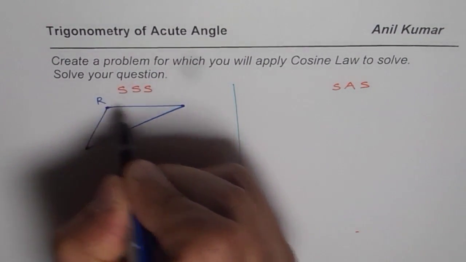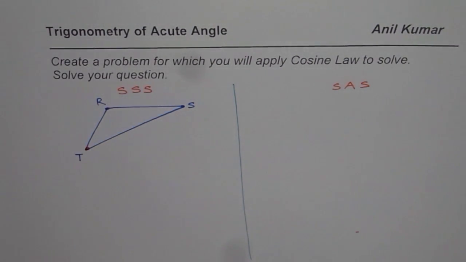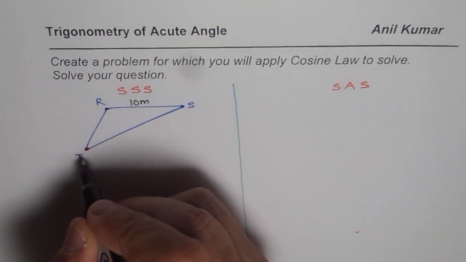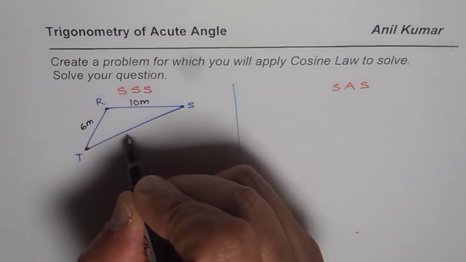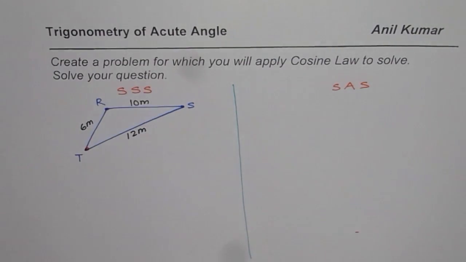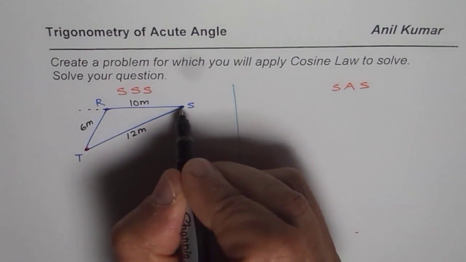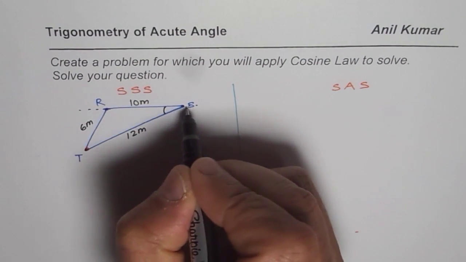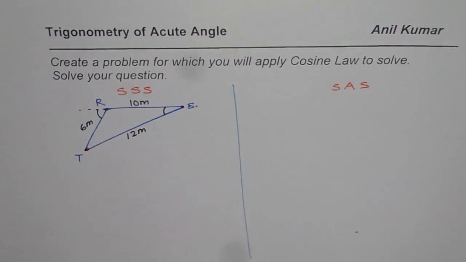So let us say R, S and T are three positions, and we know that the distance between the spotlights is, let us say, 10 meters, and the distance of the object from these two lights is, let us say, 6 meters and 12 meters. In that case, we need to find the angle at which these lights should be focused. So in a way, we have to find the angle which the light makes with the horizontal. So we have to find these angles. That is the question.